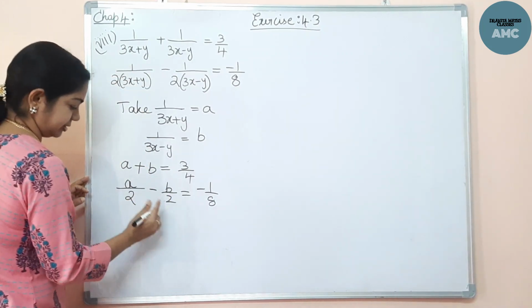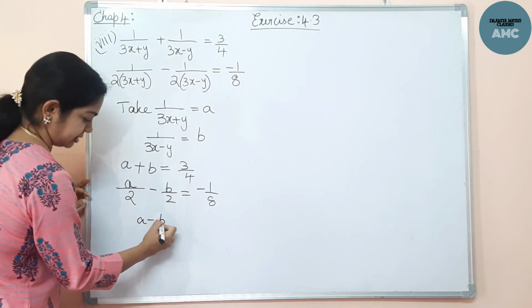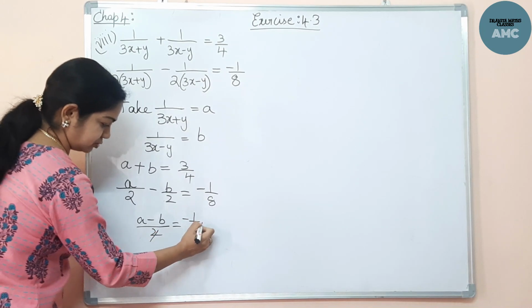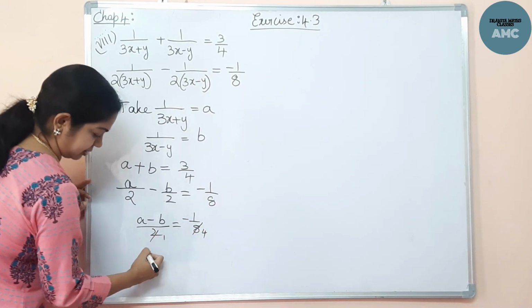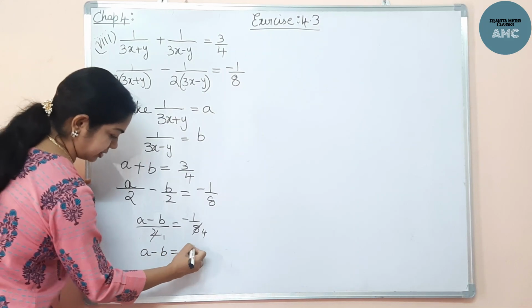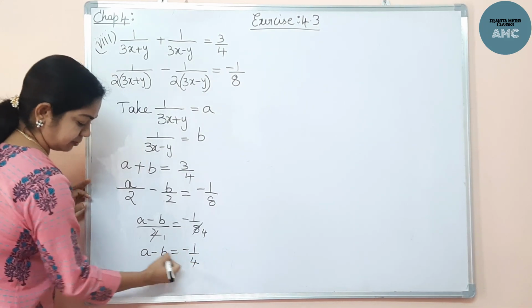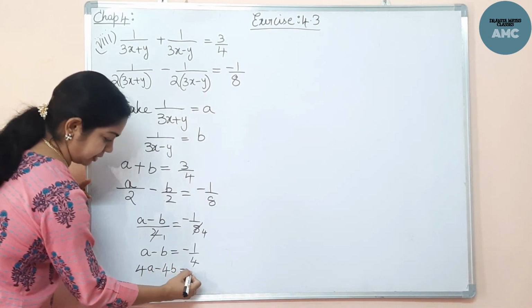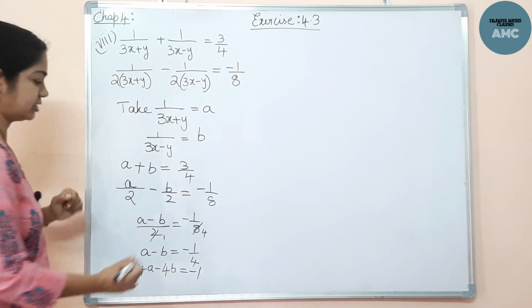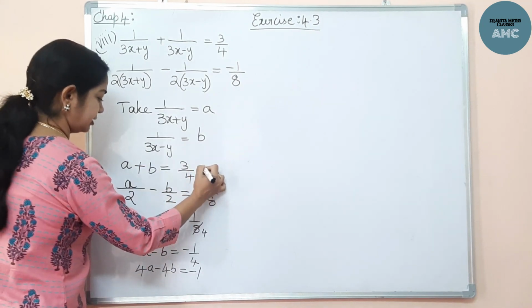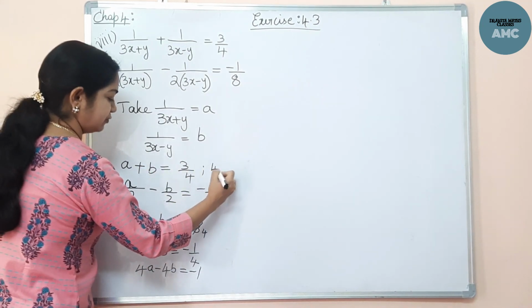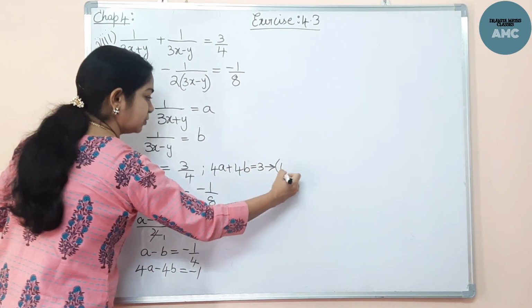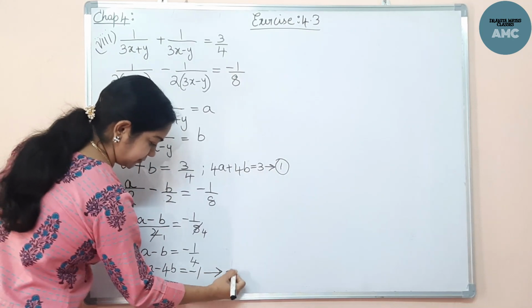And again we will take this here. If you take the LCM, a minus b by 2 minus 1 by 8. If you reduce this, 2 ones are 2, 4 twos are 8. So this comes to a minus b equal to minus 1 by 4. Now cross multiply. 4a minus 4b equal to minus 1. So we got two equations. This also we can reduce. Here cross multiply comes to 4a plus 4b equal to 3. So this is our equation 1. This is our equation 2.